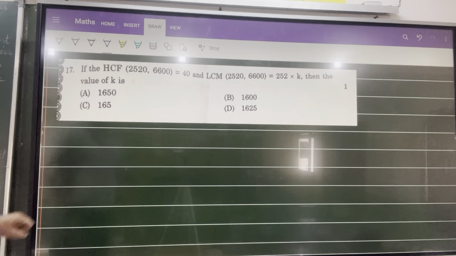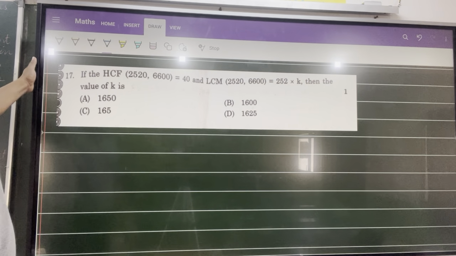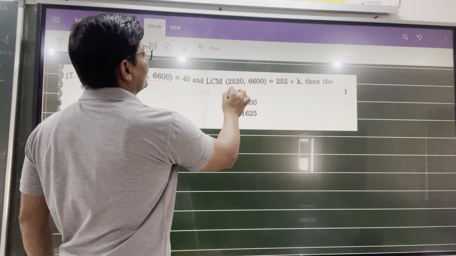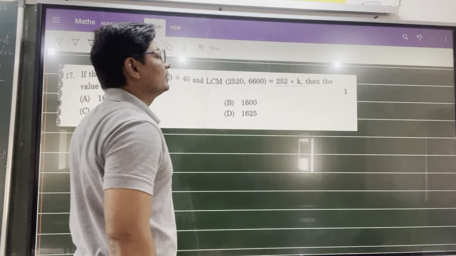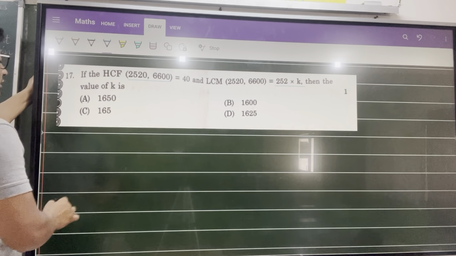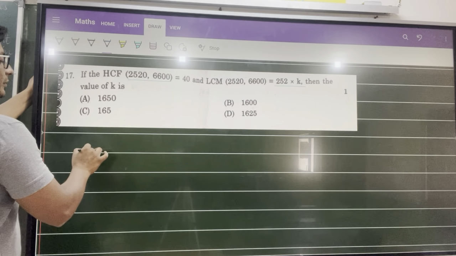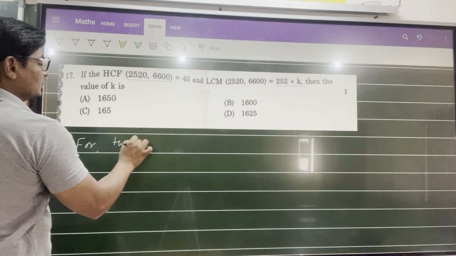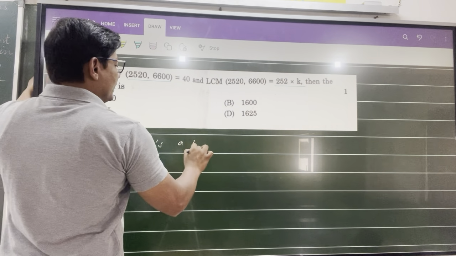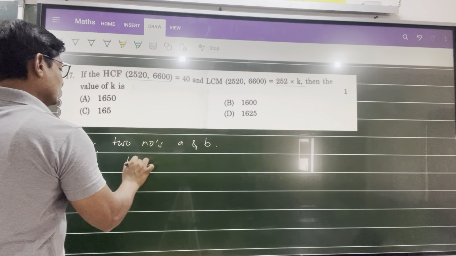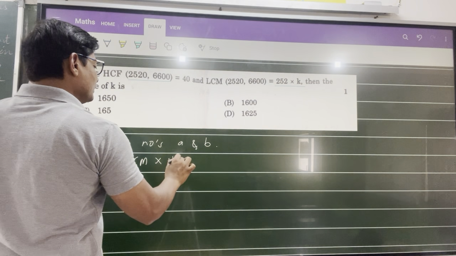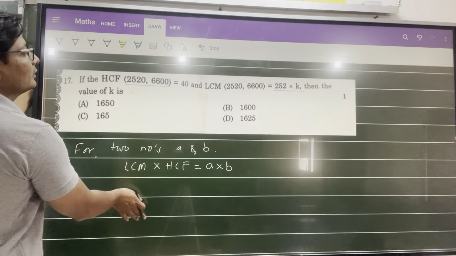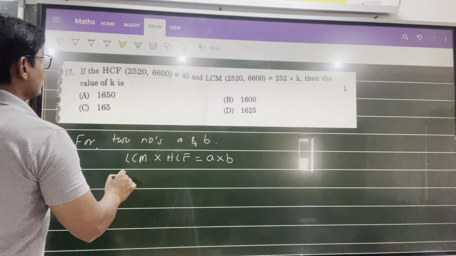Okay. The next question is: HCF of the two numbers 2520 and 6600 equal to 40. LCM of the same numbers is 252 into K. Then the value of K is a very simple question, because it is based on, for two numbers A and B, we know that LCM into HCF equal to A into B. So they have given LCM and HCF, so we have to just use them. So what is the LCM?